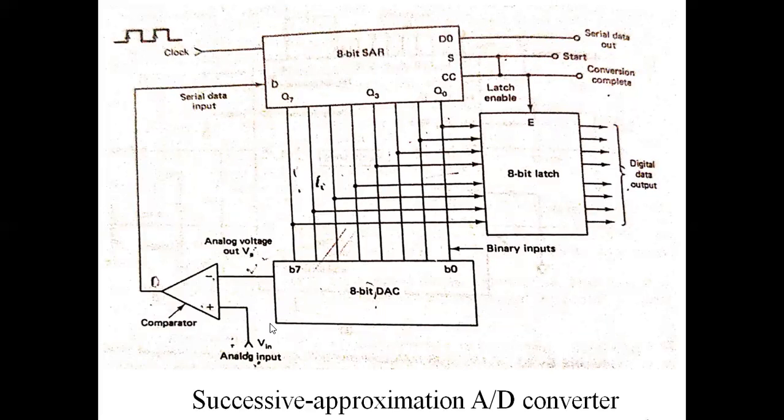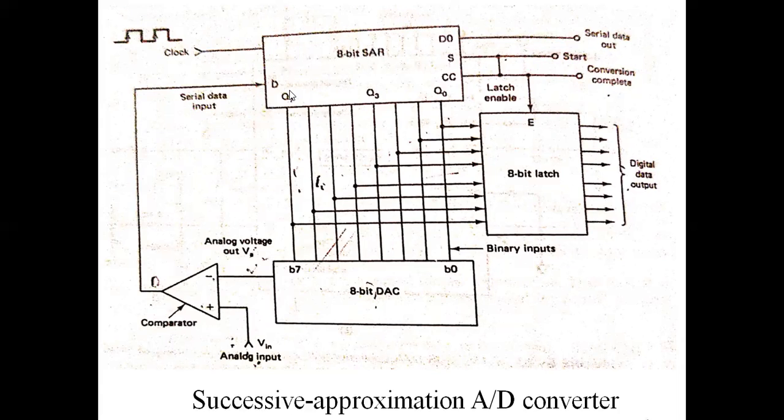Now there are two conditions at the comparator. If the comparator output is low, then the D to A output is greater than Vin, and our SAR, the successive approximation register, will clear its MSB Q7.